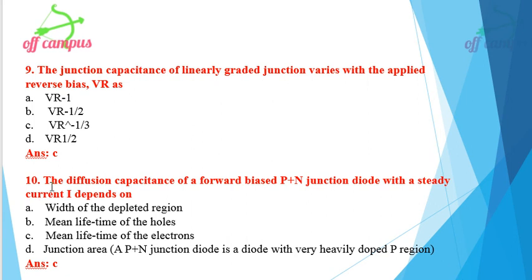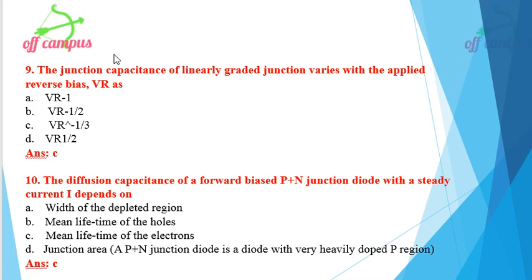Then question number 10: the diffusion capacitance of a forward biased P plus N junction diode with a steady state current I depends on. Four options are given: width of the depleted region, mean lifetime of the holes, mean lifetime of the electrons, or option D, junction area. A P plus N junction diode is a diode with a very heavily doped P region. What is given is the diffusion capacitance.